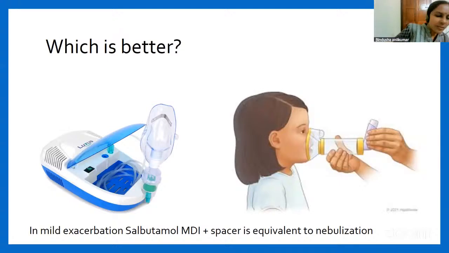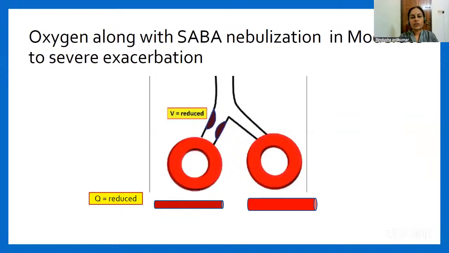And another question is, which is better? As we said, we may even use MDI with spacer for exacerbation. For mild and even moderate exacerbations, MDI with spacer is as good as or even better than nebulization with salbutamol. But for a severe exacerbation, we have to go for nebulization. And whenever you are nebulizing any patient with asthma, with respiratory distress, always make sure that you are nebulizing with oxygen.